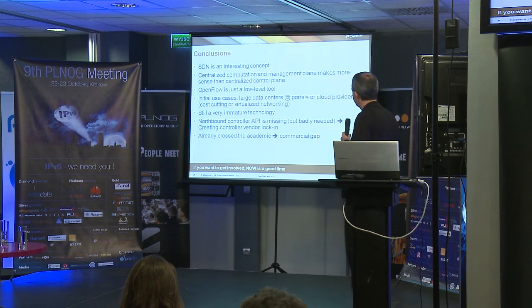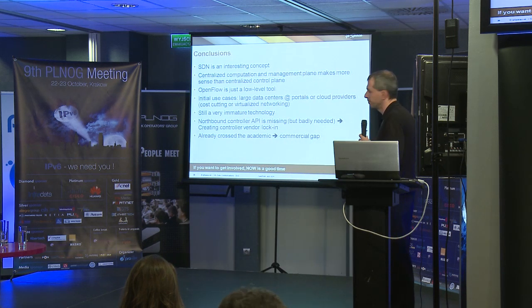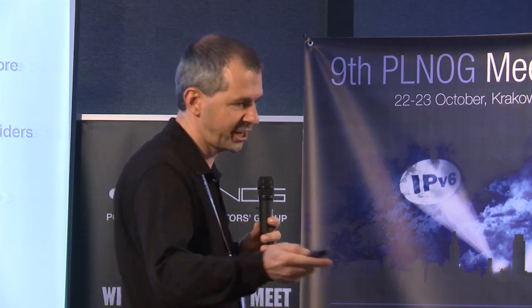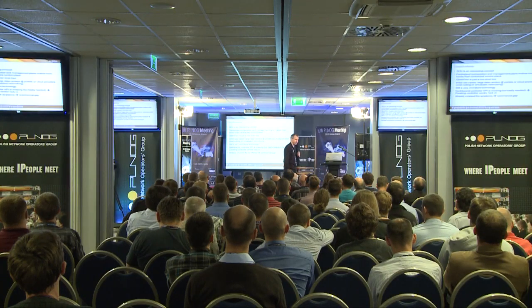Initial use cases that I see are large data centers and cloud providers, particularly with things like Nicira. And the most important part, today every controller vendor tells you how OpenFlow will free you from dependence on hardware vendors. And they forget to tell you that then you will become dependent on their controller, because there is no standard northbound API from the controller to the rest of the world. So you're just changing the lock-in. Choose your poison.